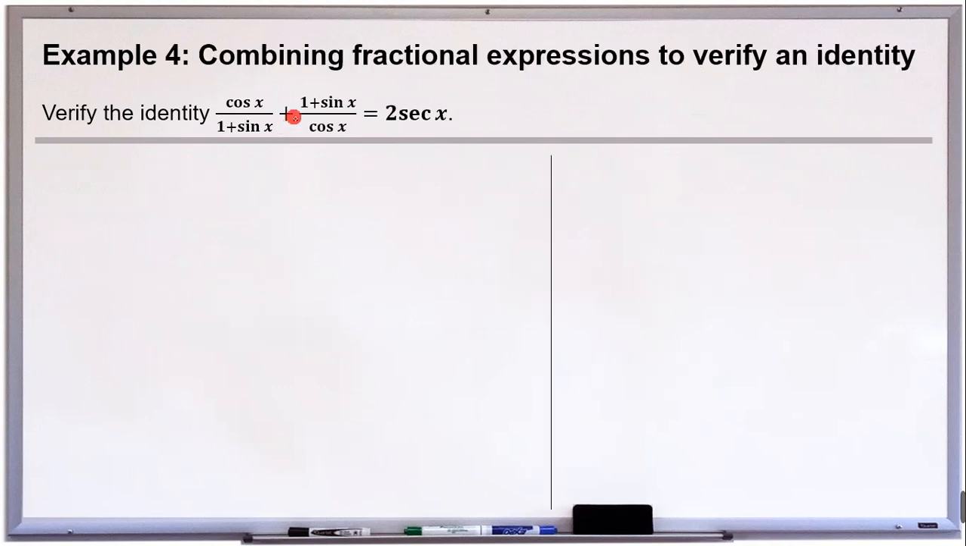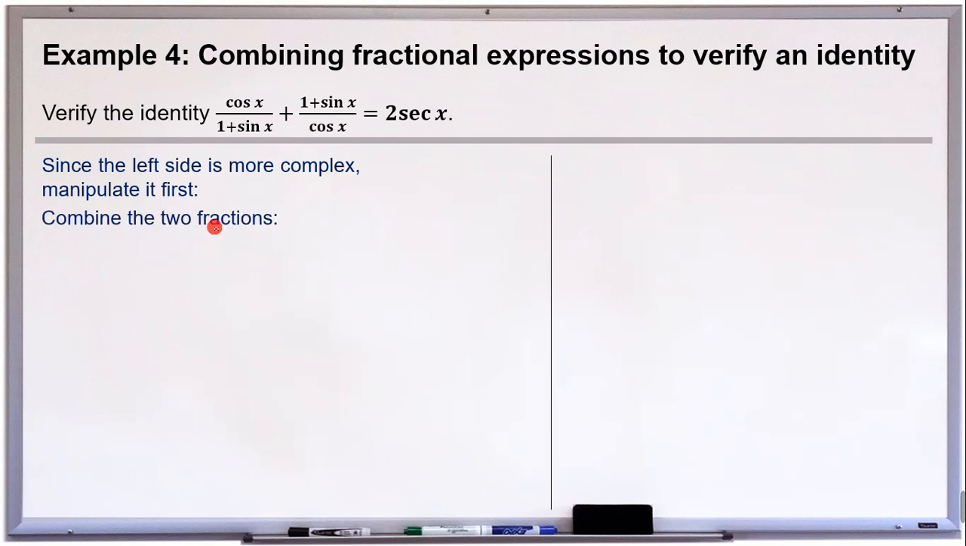Okay. So in this example, you can manipulate either the left or the right side. Next, combining fractional expressions to verify an identity. Verify the identity: cosine x over 1 plus sine x plus 1 plus sine x over cosine x is equal to 2 secant x. In this example, it is very obvious that the left side of our equation is more complex compared to the right side. That is why we will focus our manipulation on the left side.